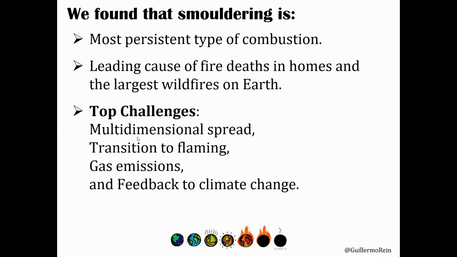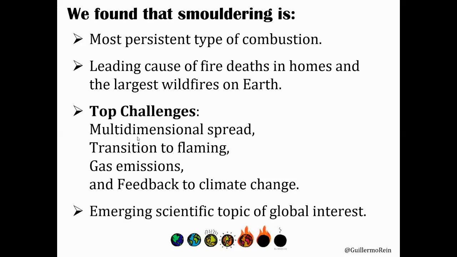One of them is that the spread of these fires is multidimensional. It moves away from 1D. The transition from smoldering to flaming is a fascinating fundamental problem. Gas emissions is very complex, and we know very little about the gas emissions from smoldering compared to what we know about the emissions from flames. And then there is this feedback mechanism between smoldering combustion and the climate. And altogether, this represents an emerging scientific topic of global interest.